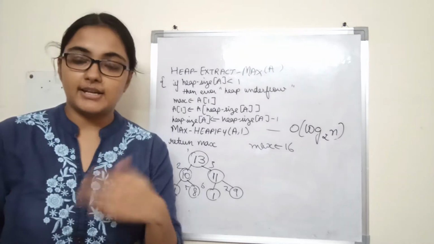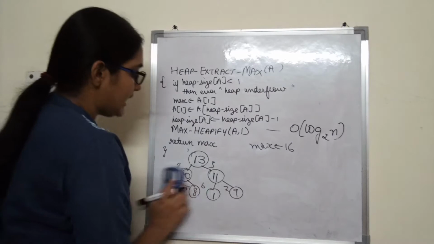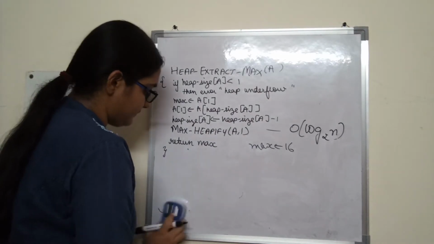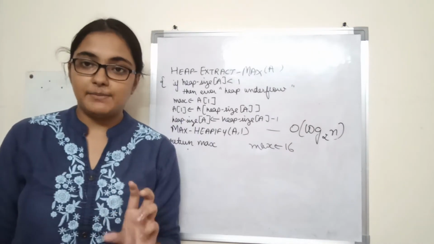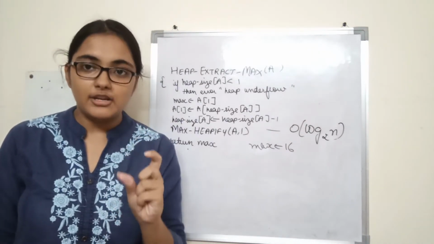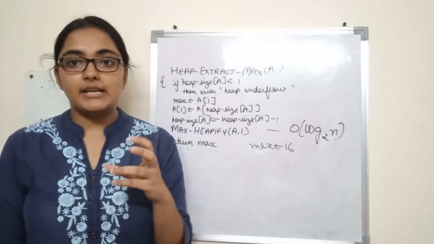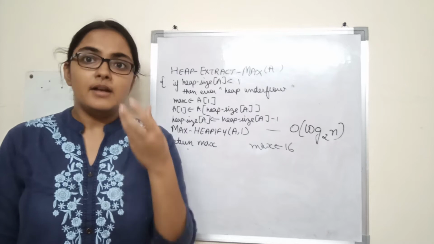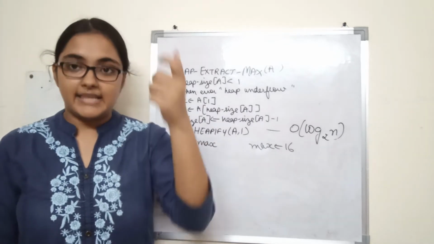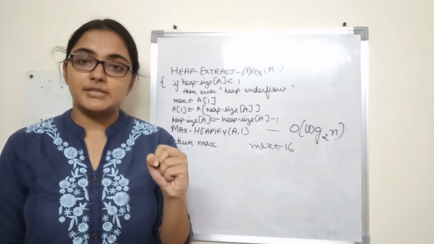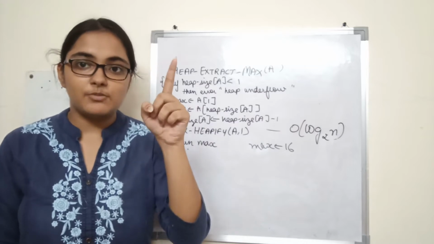Now we will look at another method called heap increase key. So let me explain it first. Heap increase key is used to increase the value of an element in a max heap. So when we increase the value of an element in the max heap, what will happen? The element might become greater than its parent. Then the max heap property will be violated. Why? Because the parent has to be maximum.